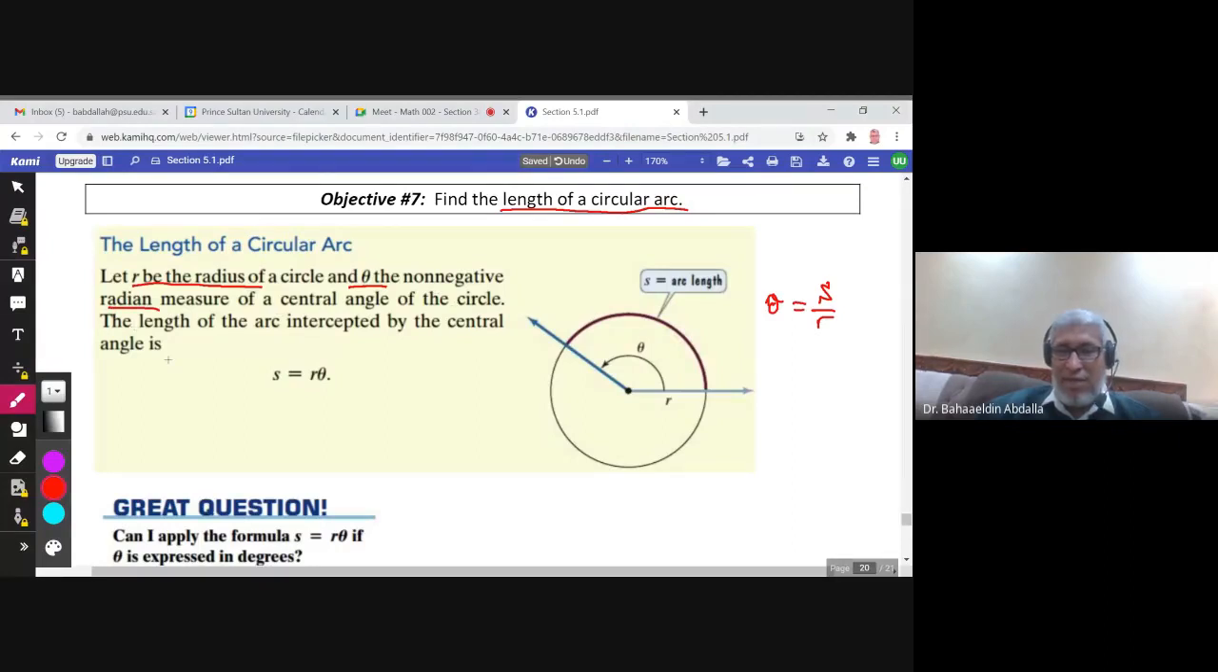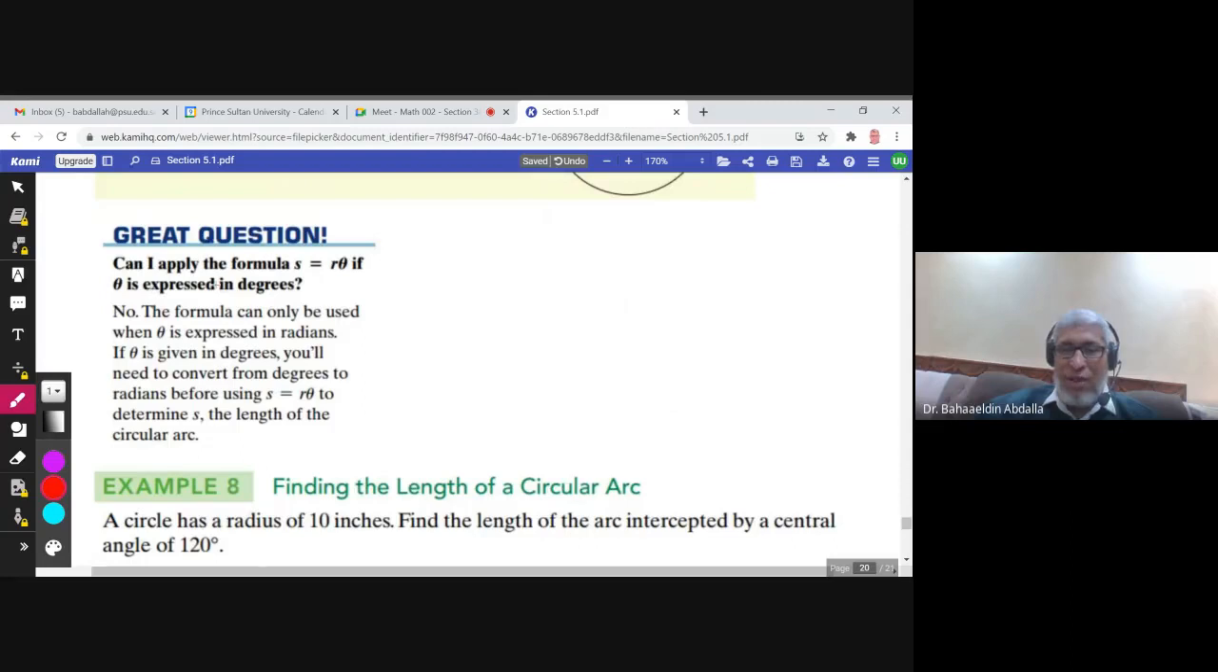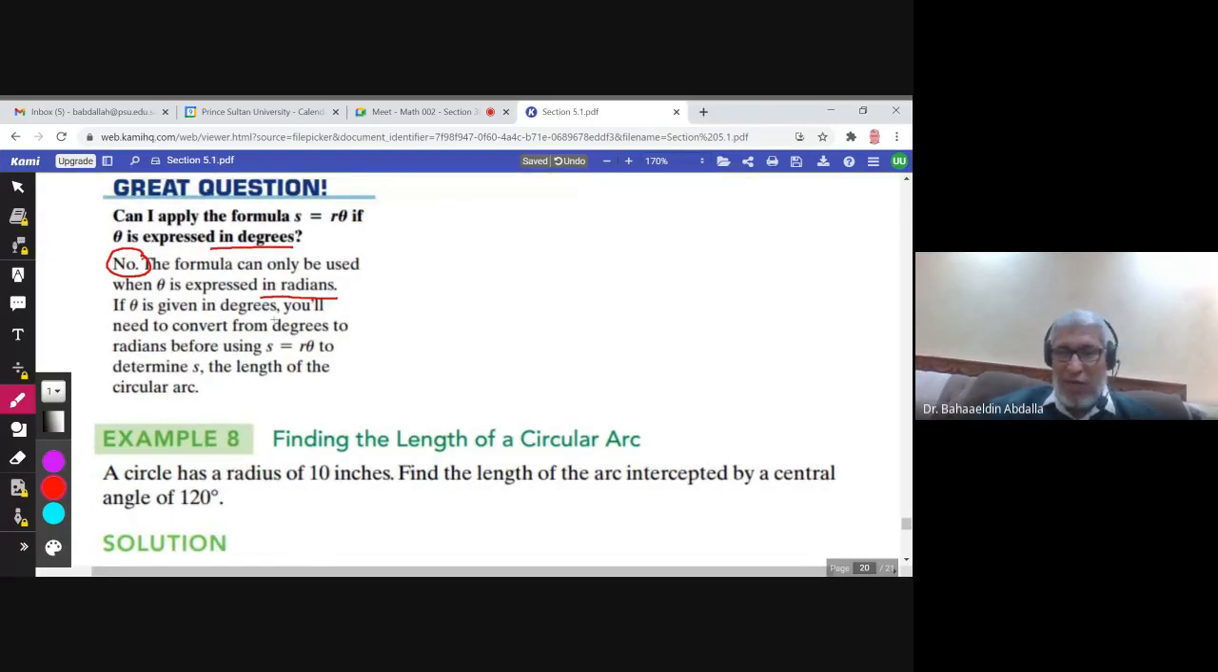Remember that theta is measured in radian in this formula. So you cannot use the formula unless theta is in radian measure. So here, look at this great question. Can I apply this formula if theta is in degrees? And the answer is no. The formula can only be used when theta is expressed in radians. So you have to change theta to radians first. If theta is given in degrees, you will need to convert from degrees to radians before using this formula.